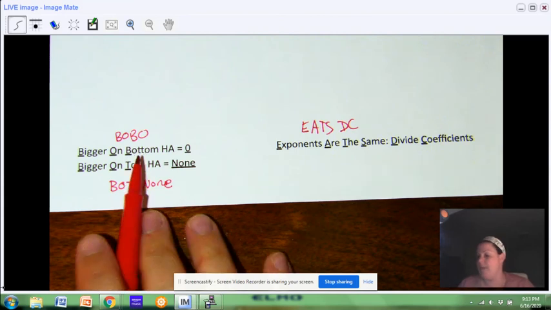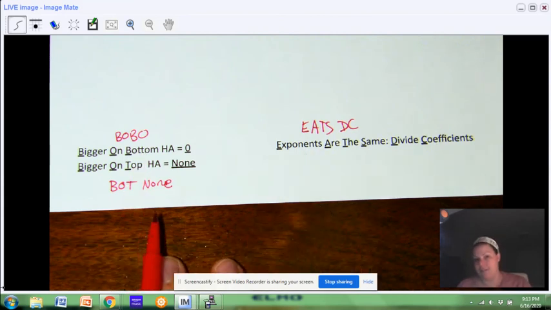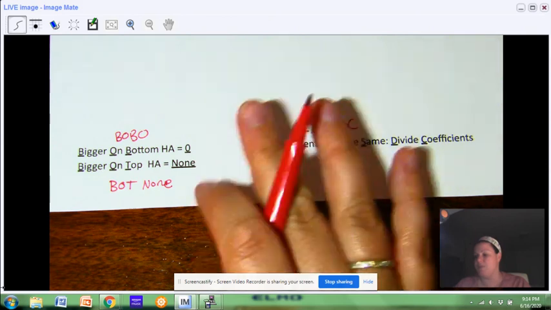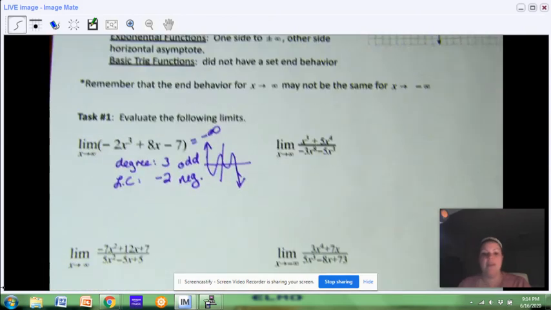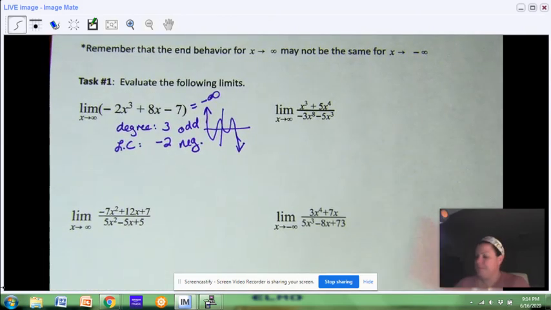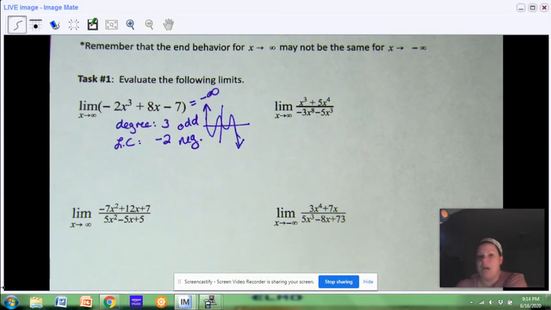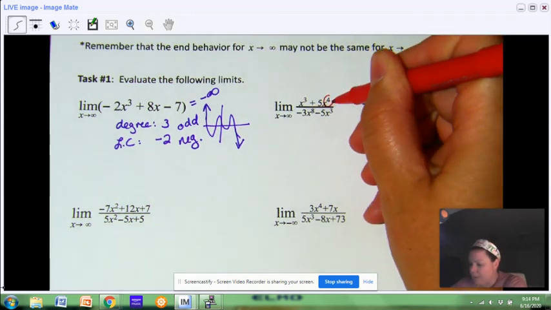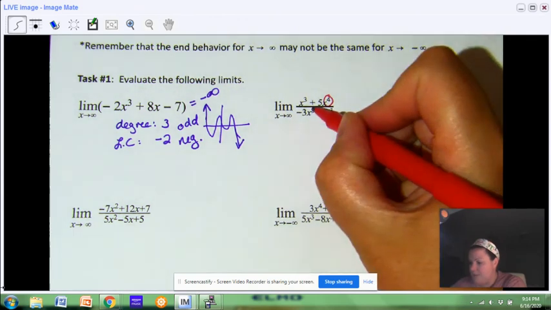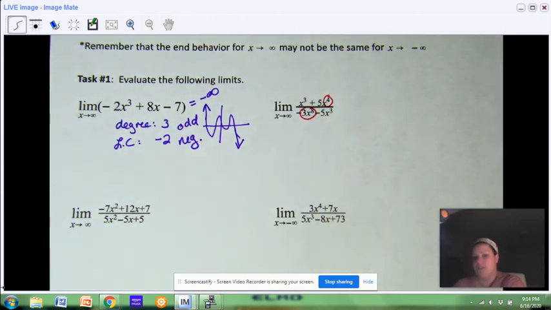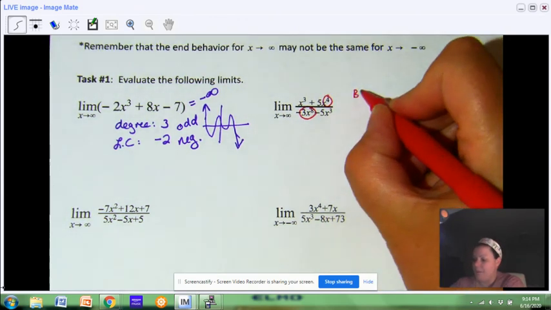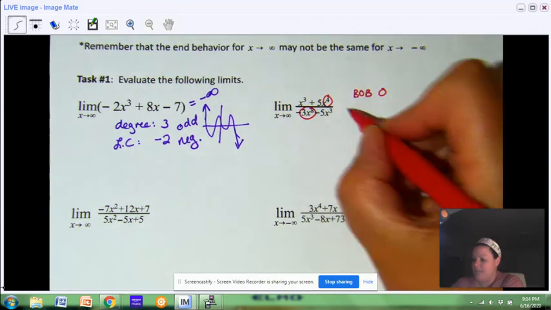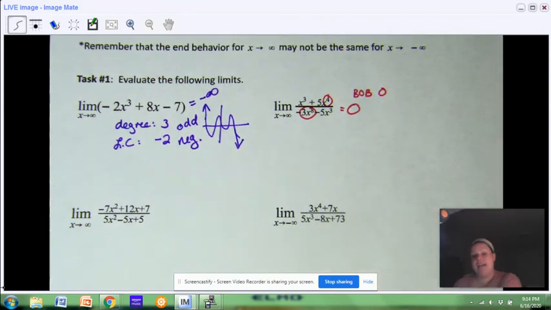So that is the BOBO EATS DC and BUT NONE mnemonic device to help remember what happens with rational functions. So in this first one here, we're going to look for our degree on the top and the degree on the bottom. Your degree on the top is a degree of 4. The degree on the bottom is a degree 8. So because we are bigger on the bottom, it means that we have 0. Your horizontal asymptote is 0, and so therefore your limit is going to be 0.